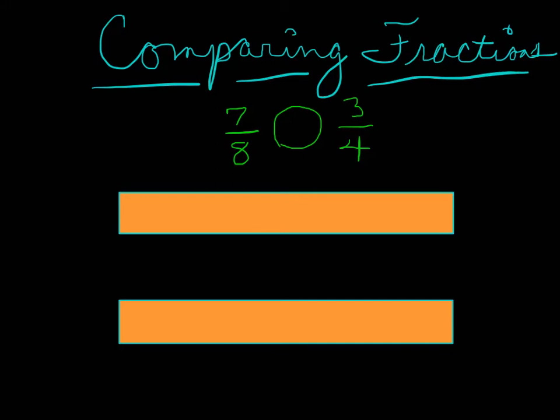Okay, today we're going to talk about comparing fractions. Now that we've talked a lot about equivalent fractions and understanding what fractions might look like to us, let's see if we can compare some things. Now when we compare, we want to use some symbols. We want to use a greater than, a less than, or an equal to symbol. So that's what we're going to put inside of our circle here from 7/8 to 3/4.